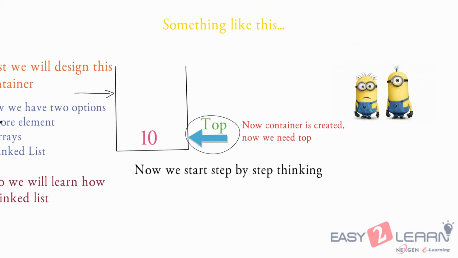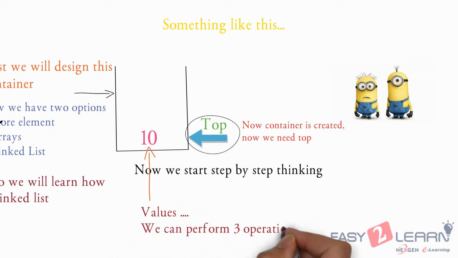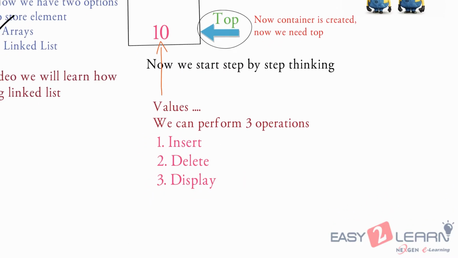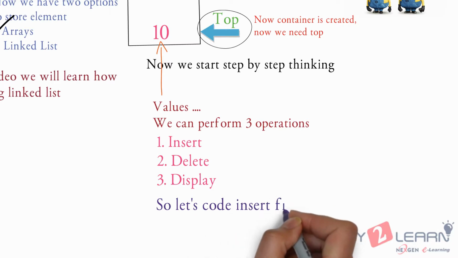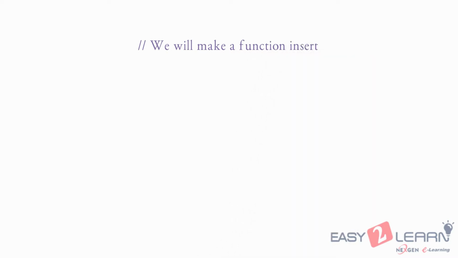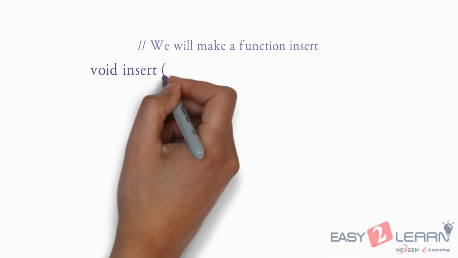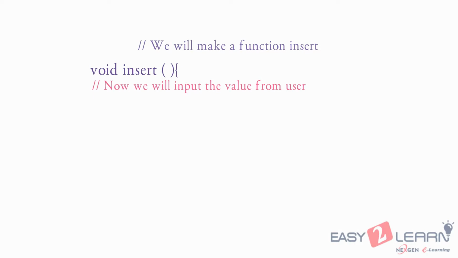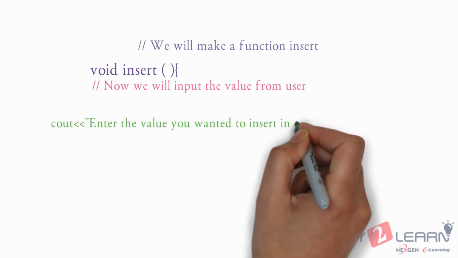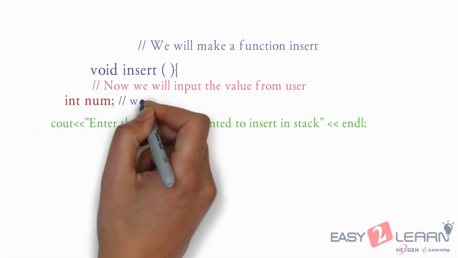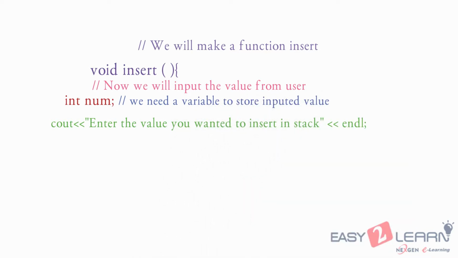Let us look at the value here. We can perform 3 operations. They are insert, delete and display. So let's code insert first. So for that, we'll create a function insert. So here is a function or method insert. Now we'll input the value from the user. So this is the statement which will ask the user to enter some value. Here that is defined as num, which is of integer data type.